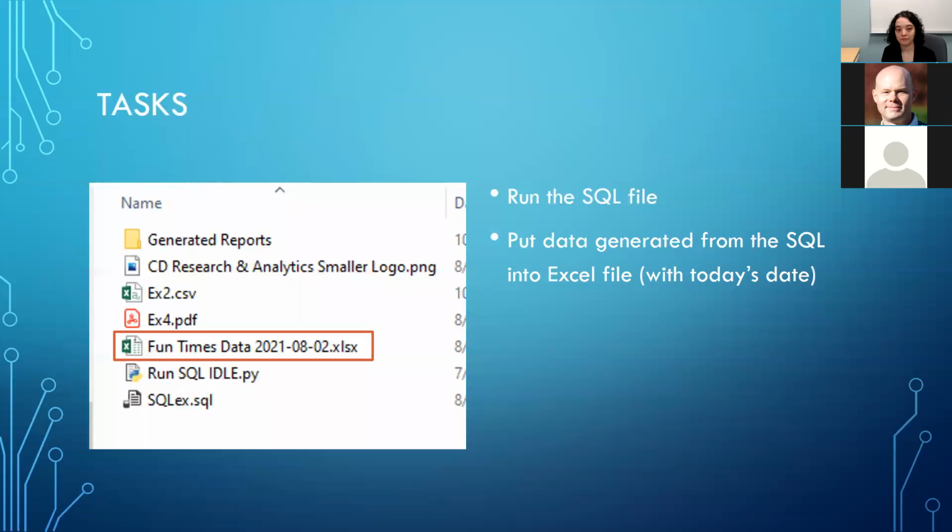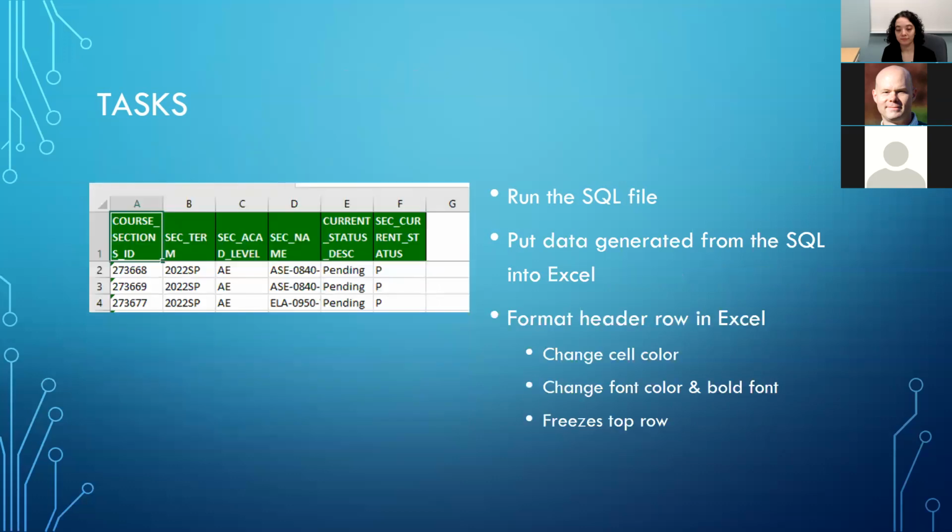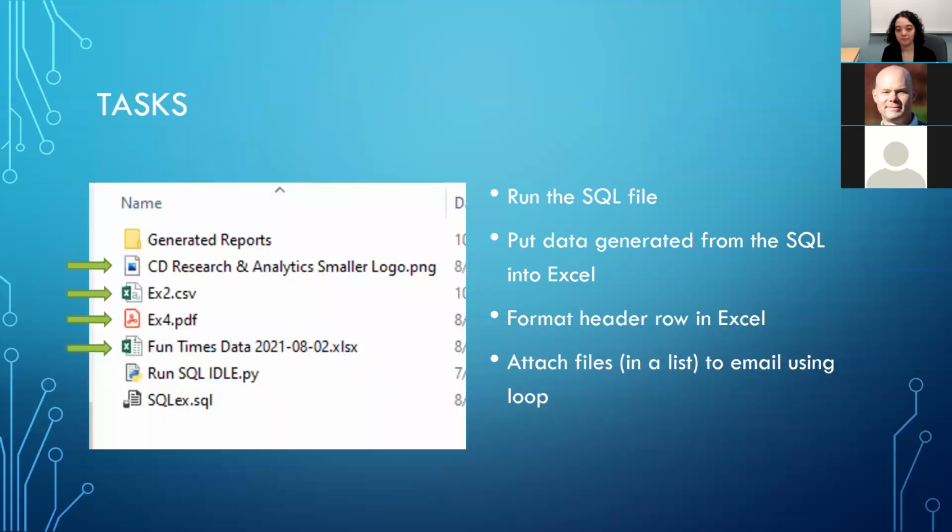The Excel file is named Funtimes Data, and then the run date is saved as part of the file name. Then the Python script formats the header row by changing the color to match the Research and Analytics color scheme, formats the font to appropriate size and boldness, and after these changes happen, the top row is frozen and the file is saved.